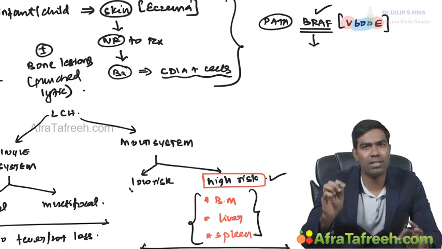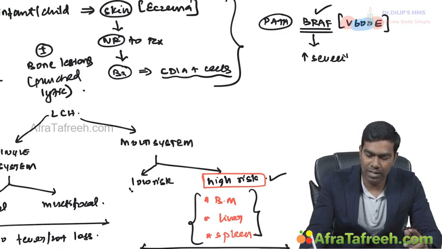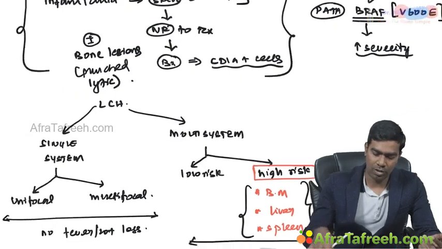In fact, the presence of this mutation itself indicates a very severe disease and a poor prognosis. That's what you have to understand. The presence of this mutation is common. At the same time, the presence of this mutation itself tells you that the patient will have a poor prognosis and a more severe disease. So this is how you classify.